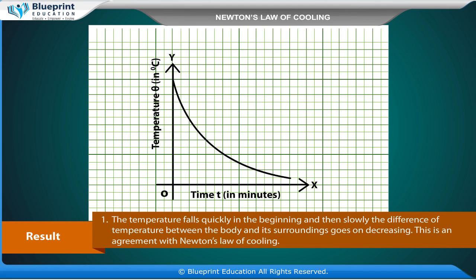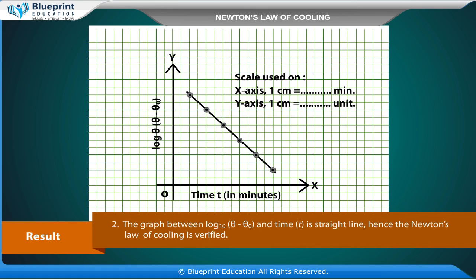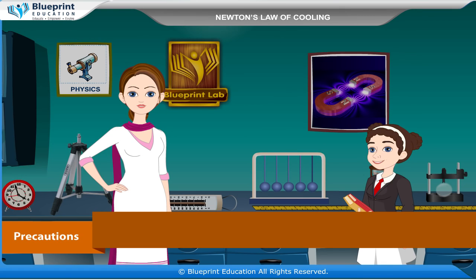Result. The temperature falls quickly in the beginning and then slowly as the difference of temperature between the body and its surroundings goes on decreasing. This is in agreement with Newton's law of cooling. The graph between log 10 (theta minus theta 0) and time t is a straight line. Hence, Newton's law of cooling is verified.